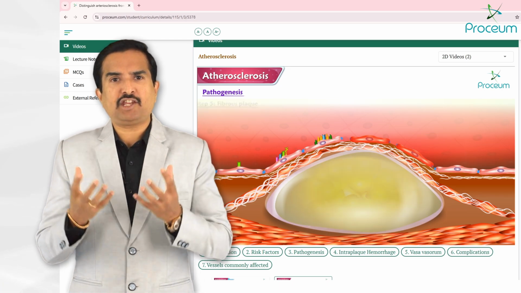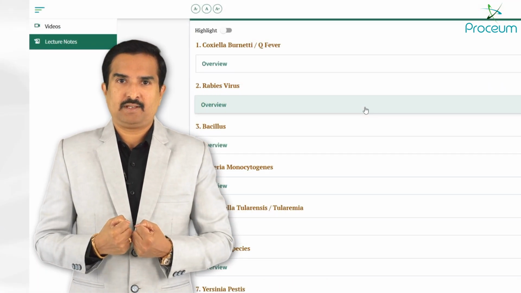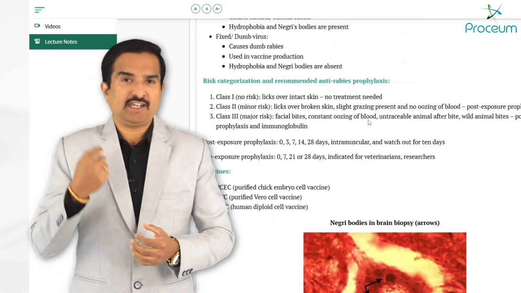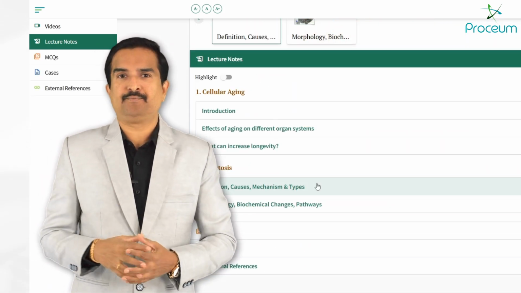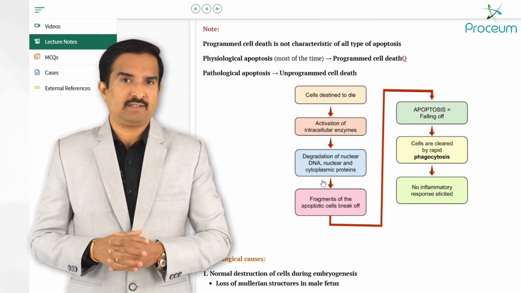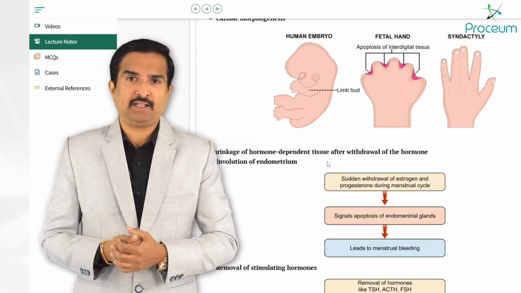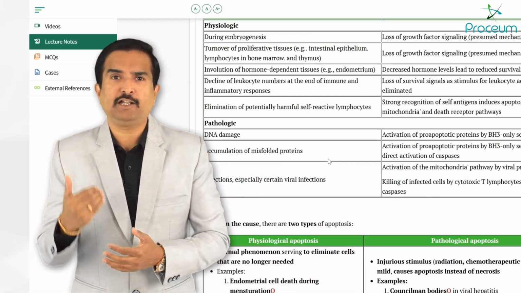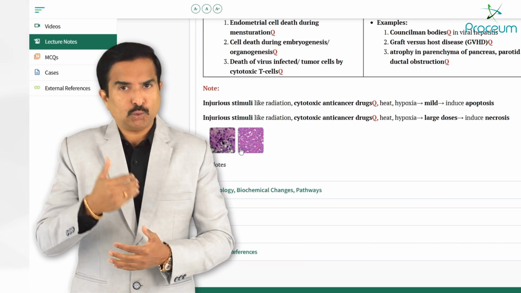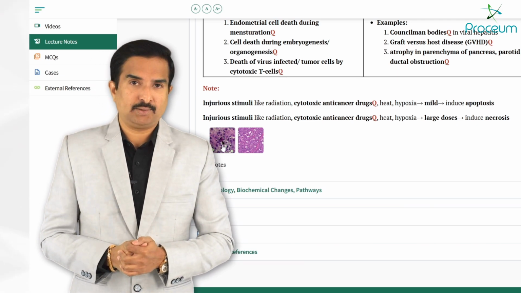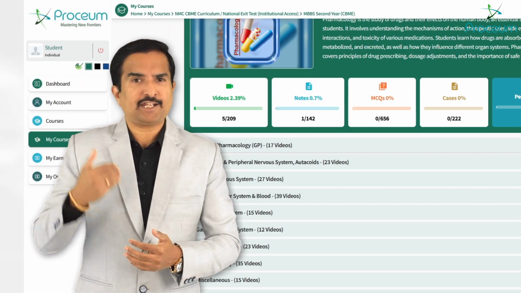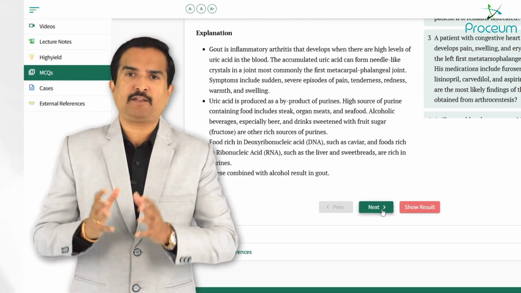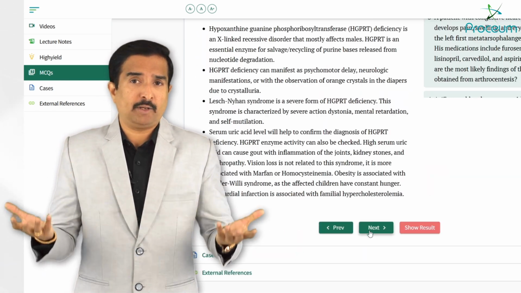So once the foundational concepts are much clearer, students can move towards detailed lecture notes which are tagged for every video. And these notes are designed to reinforce understanding, providing in-depth coverage of every topic and solidifying the knowledge gained through the videos. And also, to further test and strengthen your knowledge, Proceum offers topic-specific multiple choice questions, which nobody else is providing.